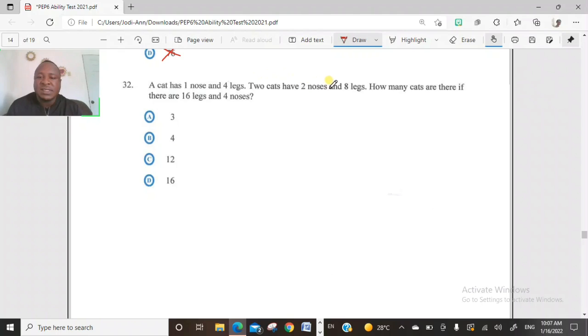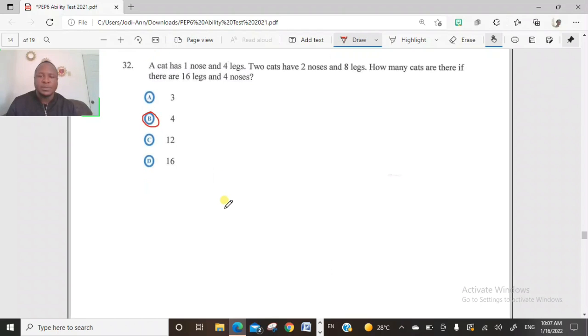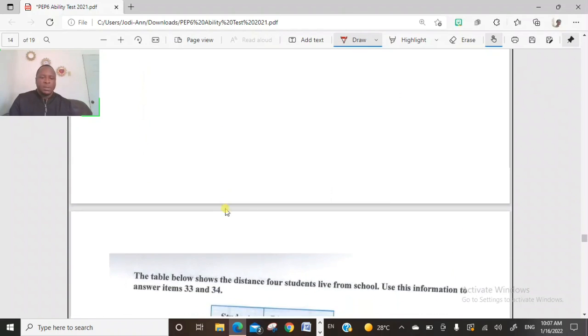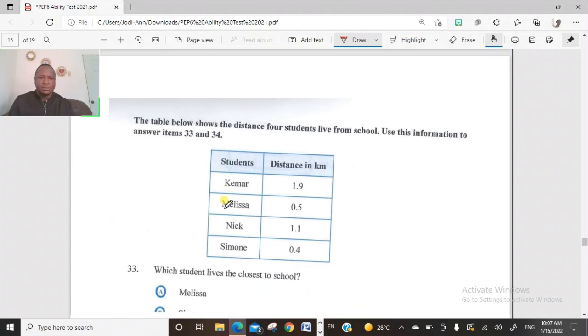And we have to use the best part out of the sentence to help us understand what this question is dealing with. It says, how many cats are there if there are 16 legs and 4 noses? Now, we already determined that 1 nose equals 1 cat, because it said here that a cat has 1 nose and 2 cats have 2 noses. So therefore, we can determine that if there are 4 noses there are 4 cats. And we don't need to even look at the legs to determine that. All right? Not in this case. Moving on.